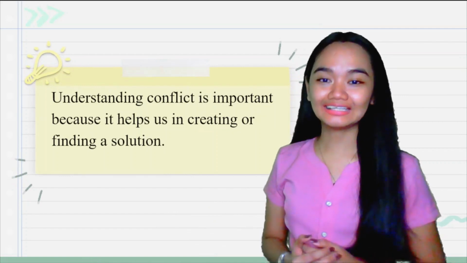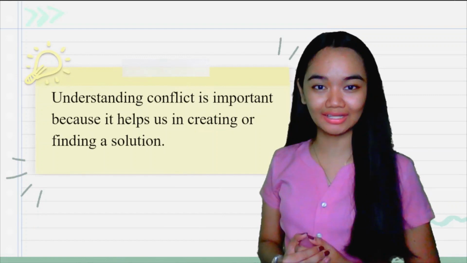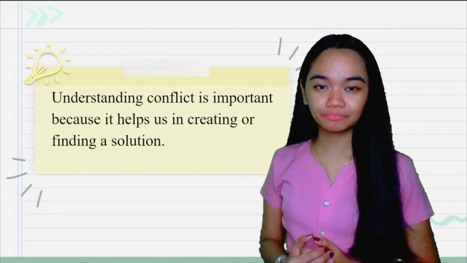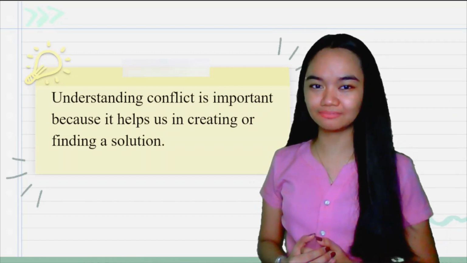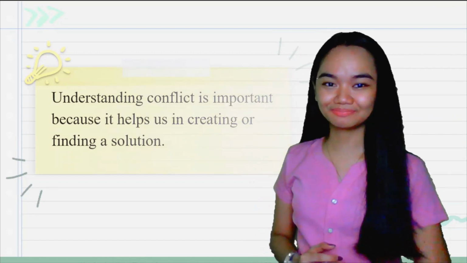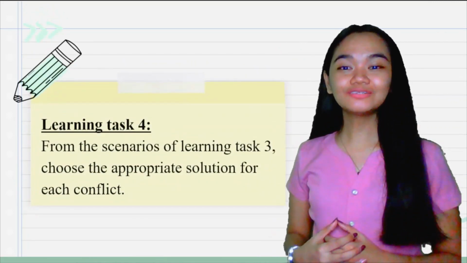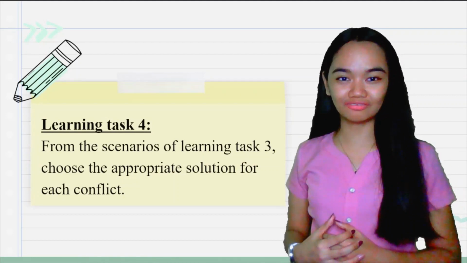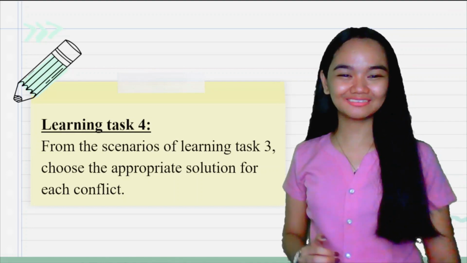Amazing! Now that we have learned about conflict and how to identify each type of conflict, we should also remember that understanding conflict is important because it helps us in creating or finding a solution. Just like Travis Kalanick said, every problem has a solution. You just have to be creative enough to find it. So let's try. From the scenarios of learning task 3, choose the appropriate solution for each conflict. Are you ready? Let's start!